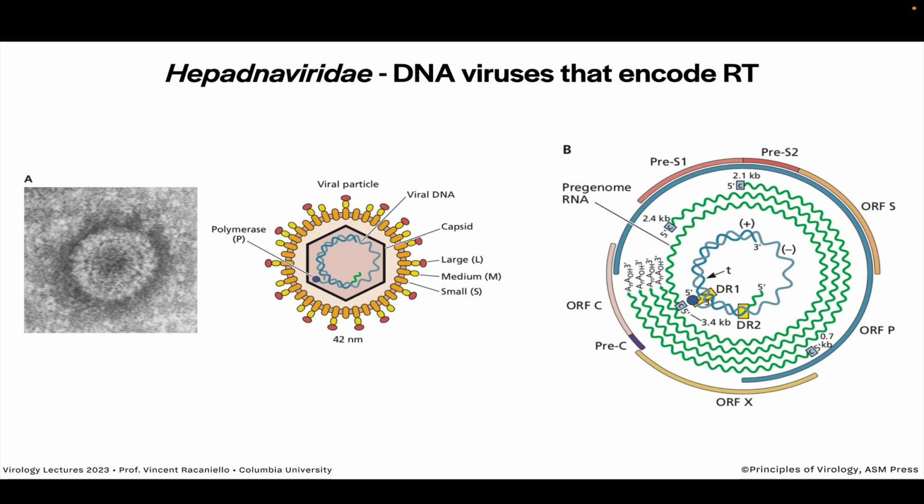Finally, let's talk about the other virus family with reverse transcriptase in the reproduction cycle, and that is the Hepadnaviruses. These are DNA viruses that encode reverse transcriptase. So these are enveloped viruses. The envelope contains the viral glycoprotein. Within the envelope is a nucleocapsid that contains this odd viral DNA, which is gapped.